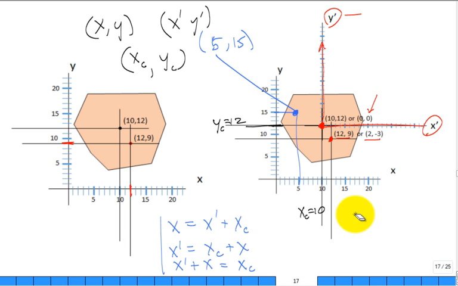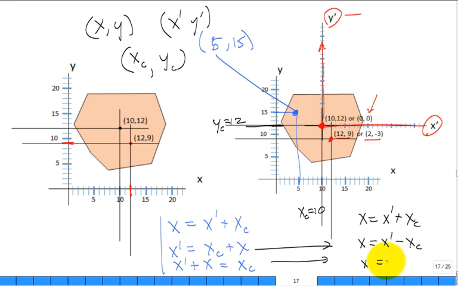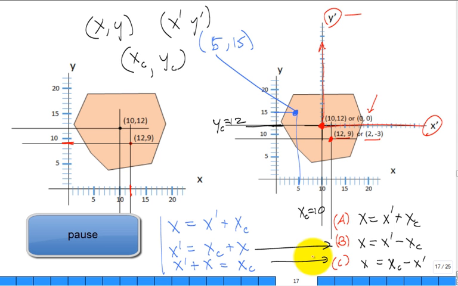Maybe I make a clicker question. Okay, I'm making this up, but let's do this one. X is equal to x prime plus xc. Or I'll take this equation and rearrange it, so x is always on that side. It's x prime minus xc. Or I'll rearrange that one. X is equal to xc minus x prime. Which of these are correct? A, B, or C?